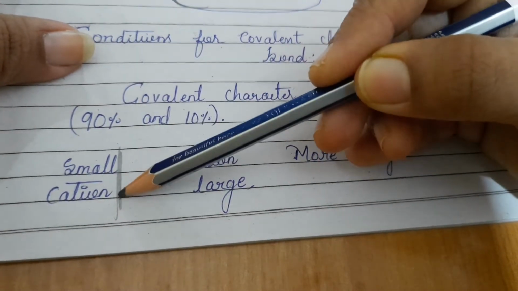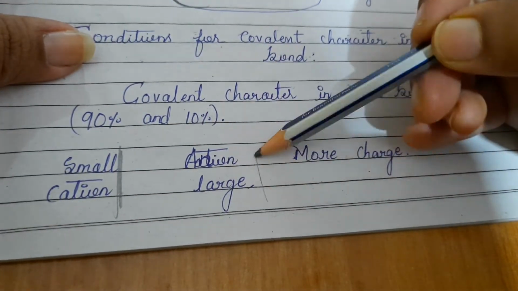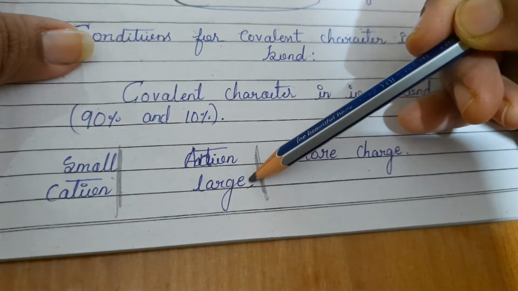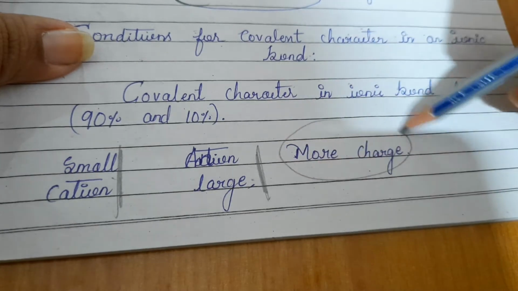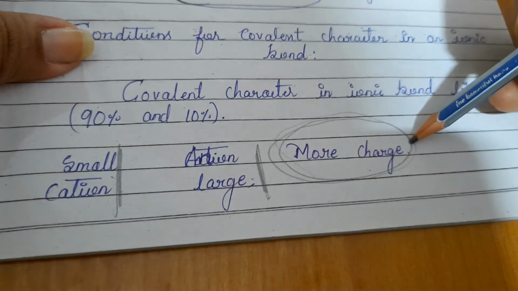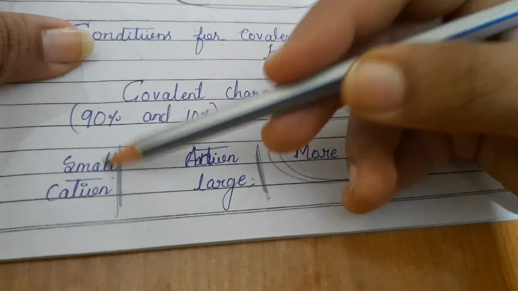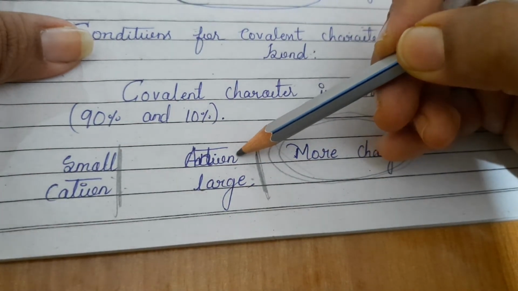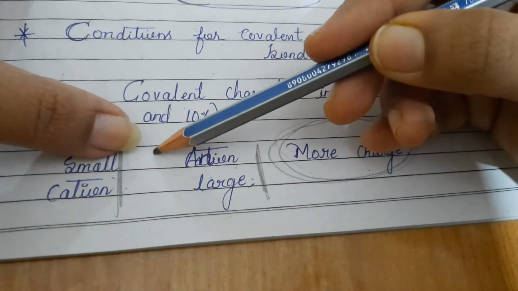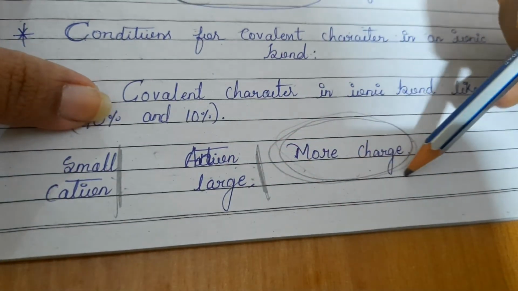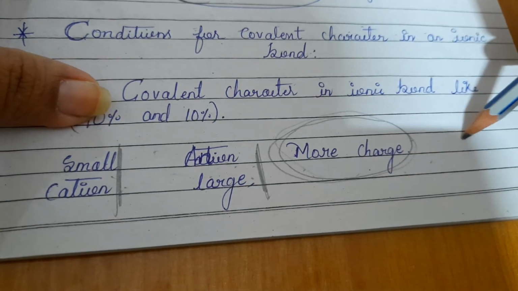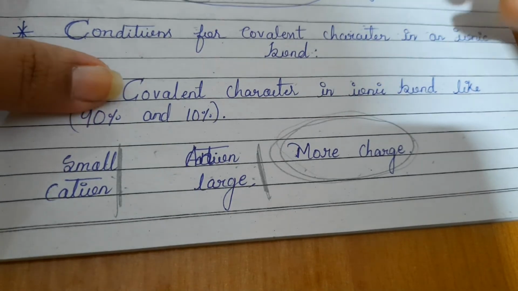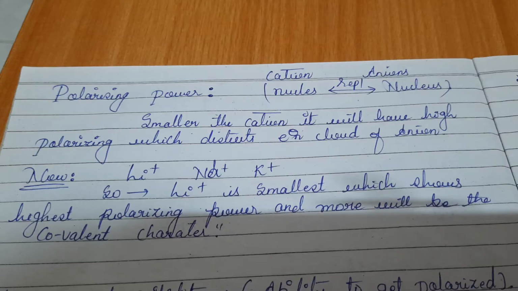If you consider a small cation and a large anion, the cation must be very small and the anion must be very large. They will show more charge difference, that is, a small positively charged cation and a large negatively charged anion. Both together combine with each other and are no longer 100% ionic, because a certain kind of covalent character is introduced here. So let us see further.